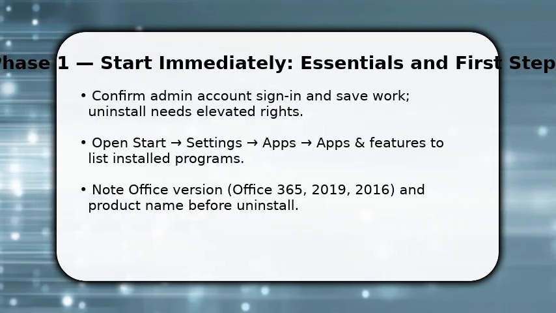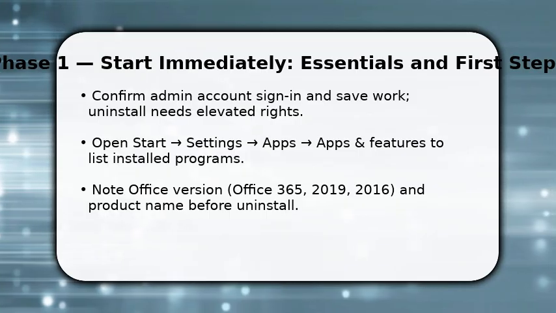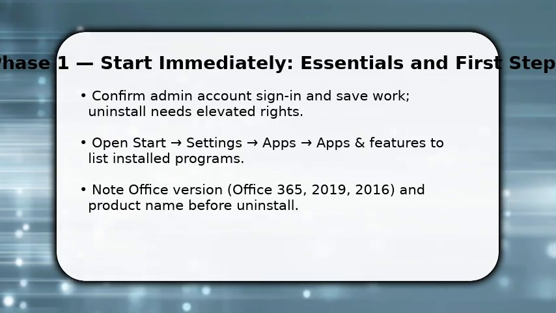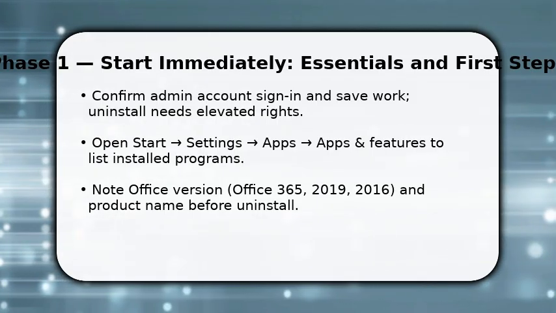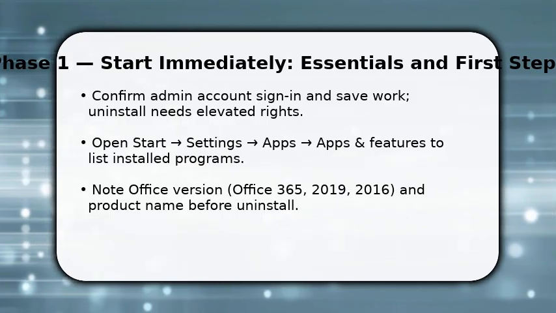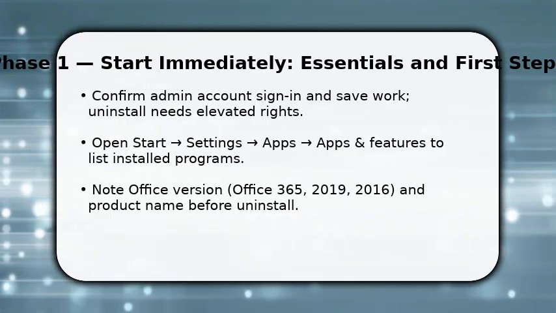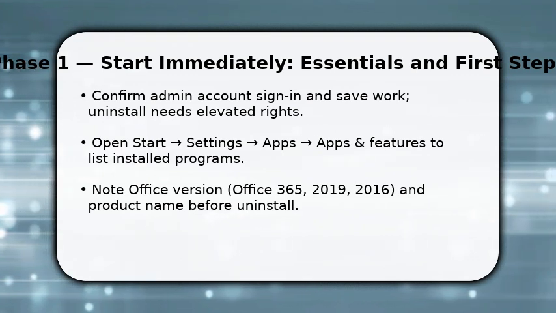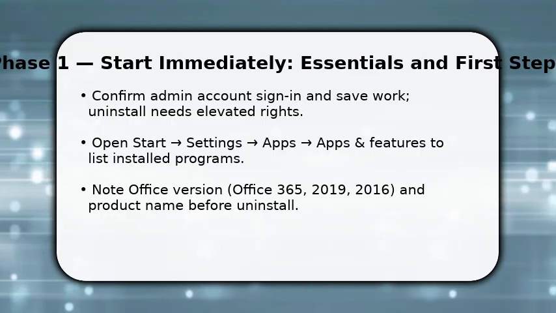Make sure to identify the exact Office product name and version, Office 365, Office 2019, or Office 2016, because the removal path can differ. Write it down or take a quick screenshot so you know which entry to target in the next step. You select the Office entry in Apps and Features and click Uninstall.